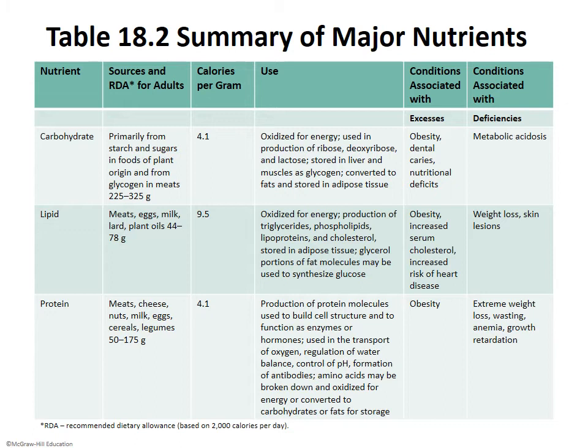Finally, proteins. Remember, proteins are simply long chains of amino acids, and they are going to be formed into proteins as it goes through. There are eight essential amino acids that are needed. Animal products in general will have complete proteins, which means they'll have all eight of those essential amino acids, whereas plant proteins generally won't have that, and you have to know how to combine them.